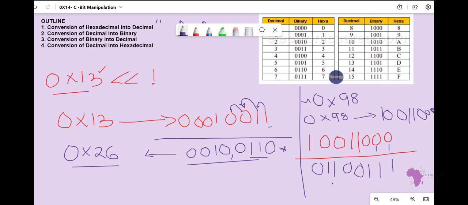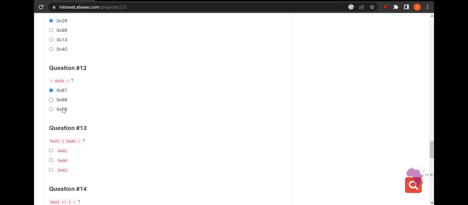And then what next? We will need to calculate this back to the hexadecimal values. So when we calculate this one to hexadecimal value, it will give us something like 0x67, like this. So this will be our answer. Let's get into it. So this is our answer.